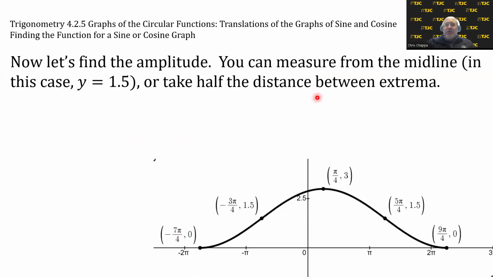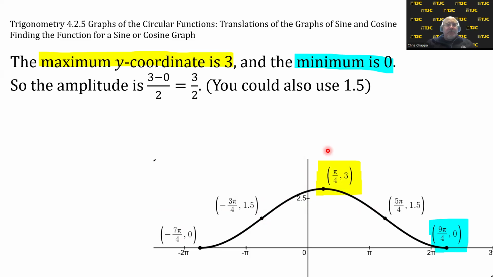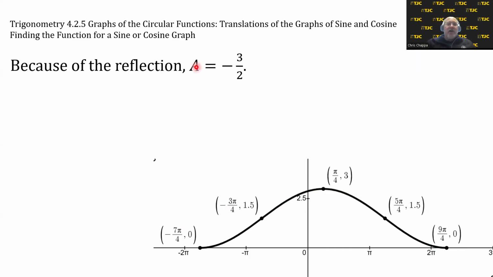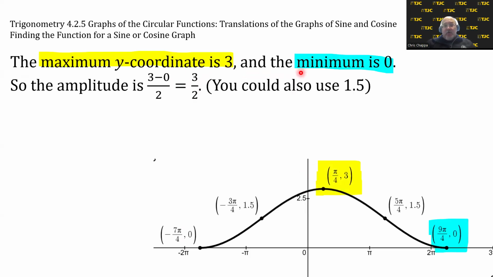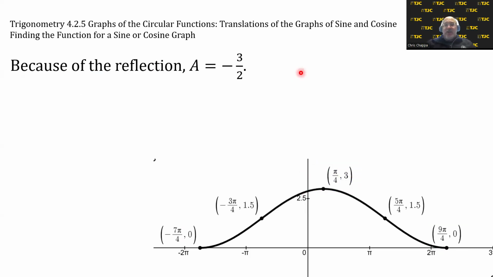Now let's find the amplitude. You can measure from the midline, in this case y equals 1.5, or take half the distance between the extrema. Let's do the latter. The maximum y-coordinate is 3, the minimum is 0, so the amplitude is half their difference, which is 3 halves. You could use 1.5, but I'm going to use a fraction. You'll see why towards the end. Now, because of the reflection, A equals negative 3 halves. So amplitude combined with reflection gives us A equals negative 3 halves.